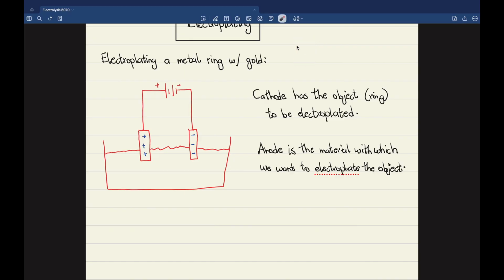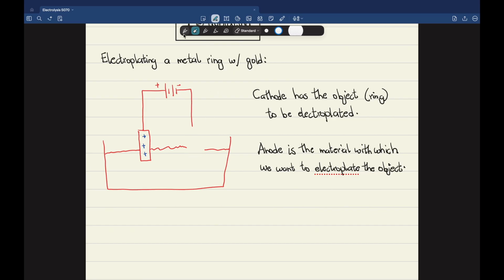They are gold plated iPhones. In that, the iPhone is electroplated with gold, right. That is how it is. Now as I said, the cathode has the object which is to be electroplated, which is the ring in this case. So let's replace the cathode with a ring, right.